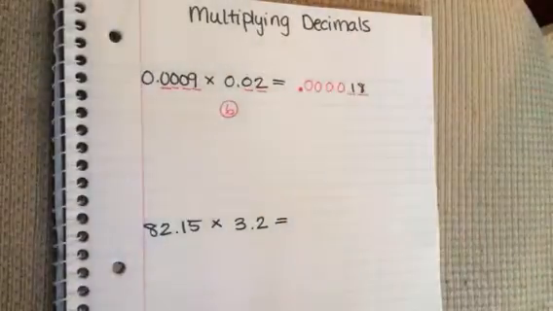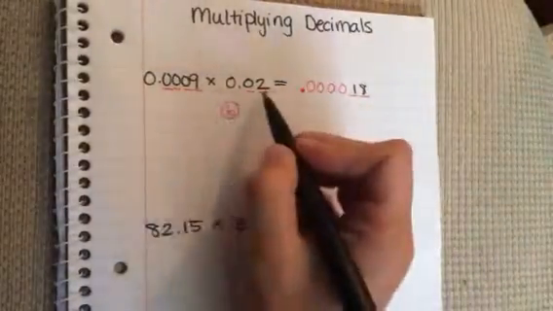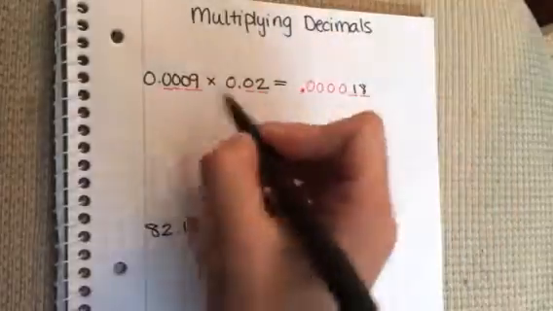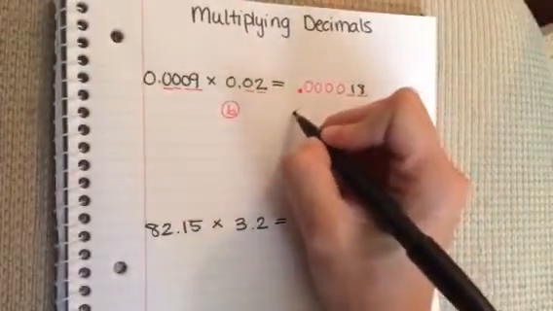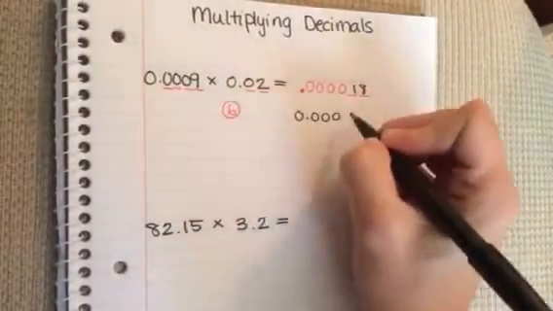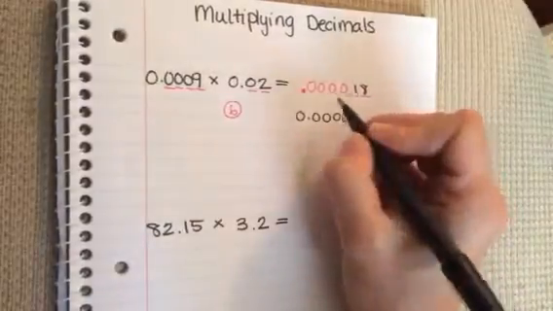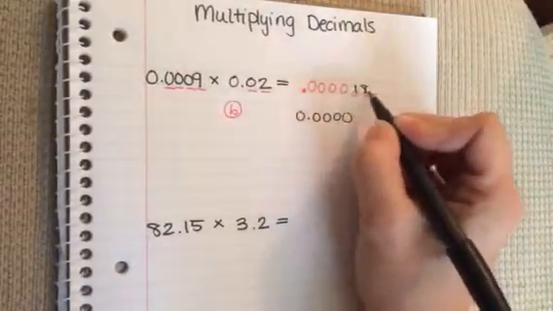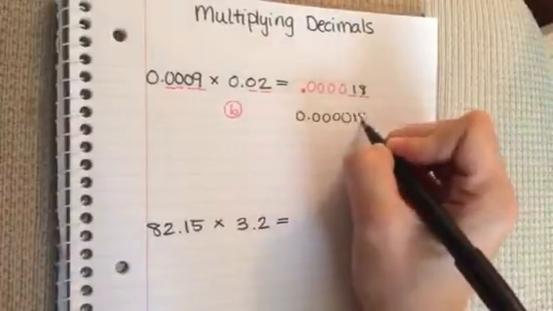and then I can go ahead and place my decimal. So really, this problem, 9 times 2 is 18, but I can go ahead and do that with the decimals as well, and I can go ahead in my final product and just put back the decimal places. 1, 2, 3, 4, 5, 6.